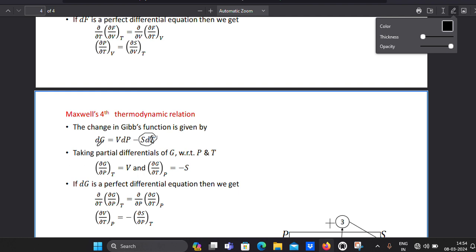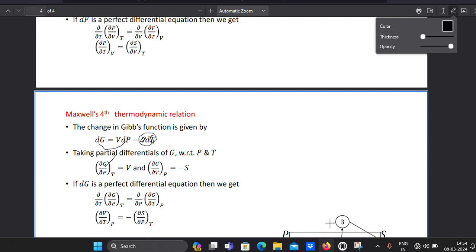Okay. So now dG is equal to V dP, and bringing dP to this side, d becomes the partial derivative. Then ∂G/∂P is equal to V, at constant T only. That is why the constant is written here.